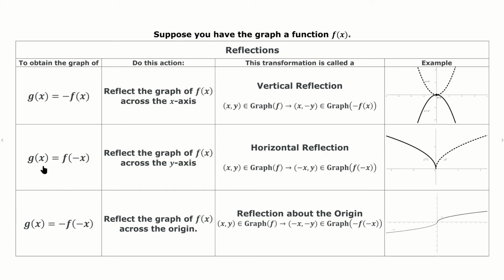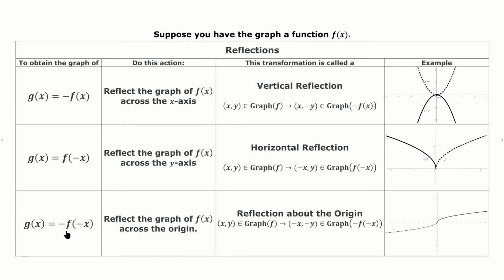Now, if I want to graph f of negative x, this time I'm multiplying the input by negative 1. So what's going to happen is there's going to be a reflection across the y-axis, like so. Now, x, y being on the graph of f is going to imply that negative x, y is going to be on the graph of f of negative x.